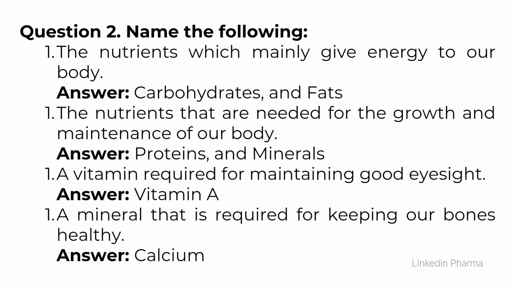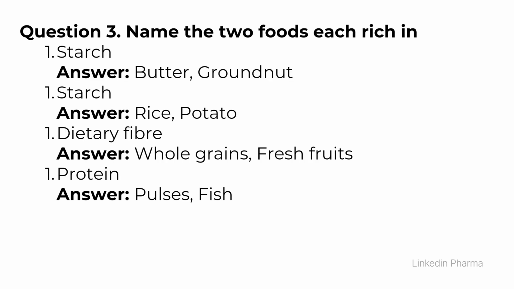Question 2. Name the following: the nutrients which mainly give energy to our body. Answer. Carbohydrates and fats. The nutrients that are needed for the growth and maintenance of our body. Answer. Proteins and minerals. A vitamin required for maintaining good eyesight. Answer. Vitamin A. A mineral that is required for keeping our bones healthy. Answer. Calcium.